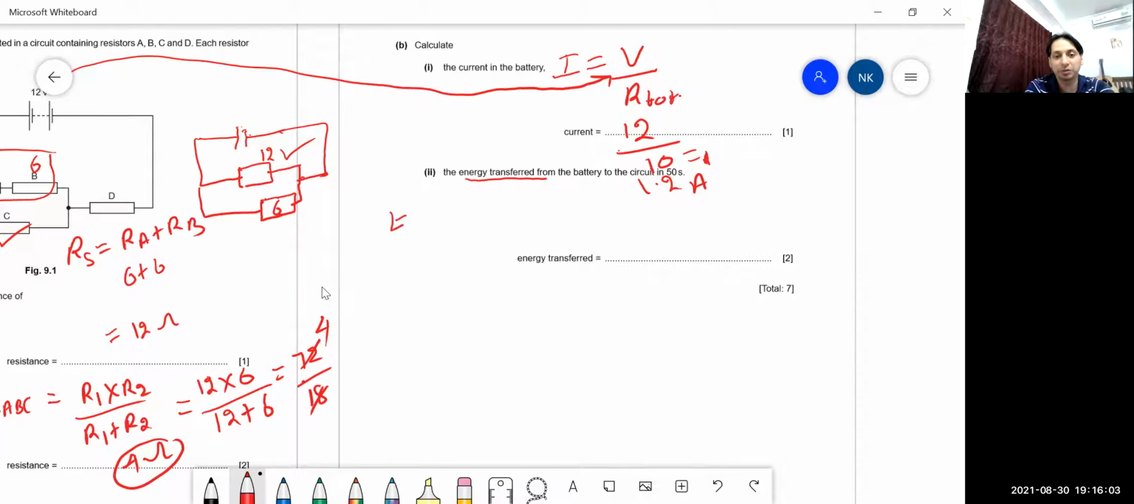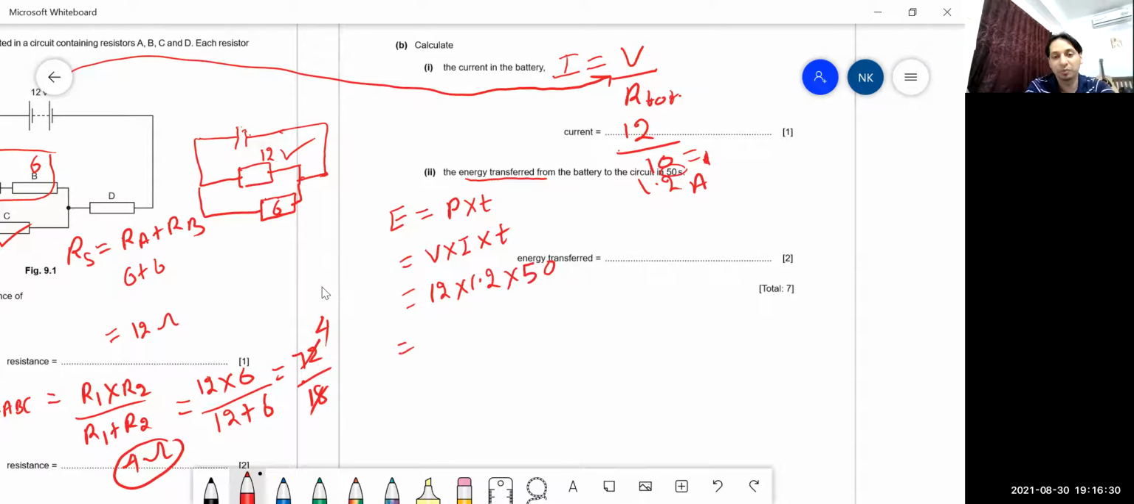The equation for energy transfer, I can write E is equal to P into T, and I know that P is equal to voltage and current also. P equal to VI multiplied by T. What is the voltage given in the circuit? That is 12. How much current is flowing? We have calculated this in part B1, which is 1.2. How much time? Time is given here, 50 seconds.